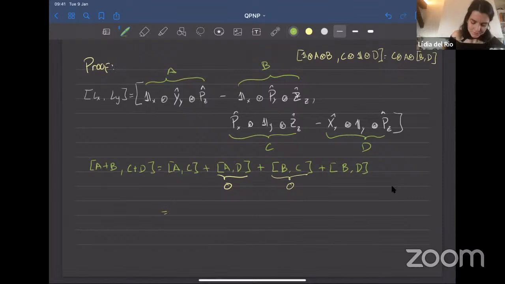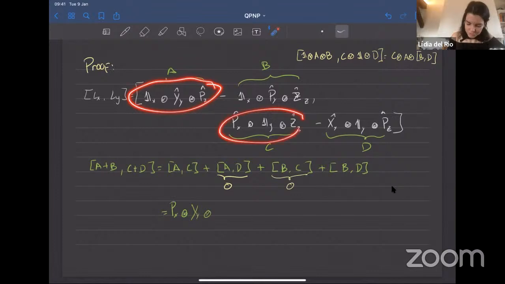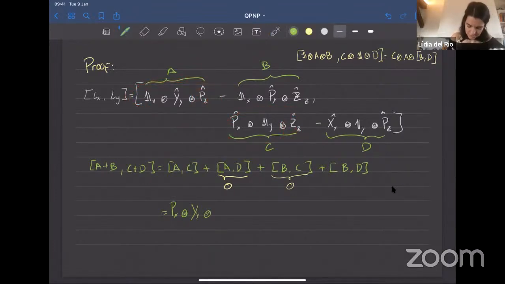So now let's look at what we have here in A and C. In the first subsystem, we just have Px, so you can write here Px. In the second subsystem, we just have Y, and the identity on the other hand, right? And now what is left is this commutator of Pz and Z. So Pz and Z. And then we're left with the last one. So it's a plus because all the minus signs cancel out.